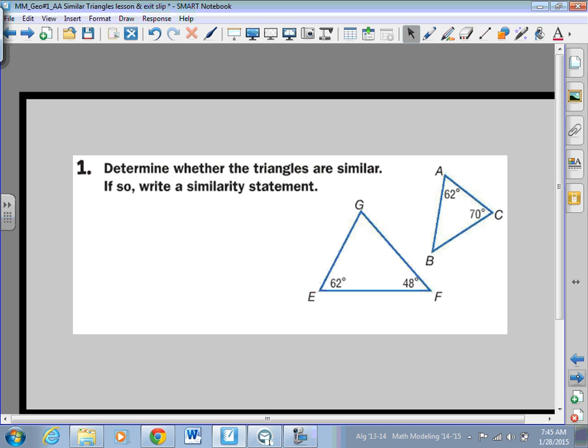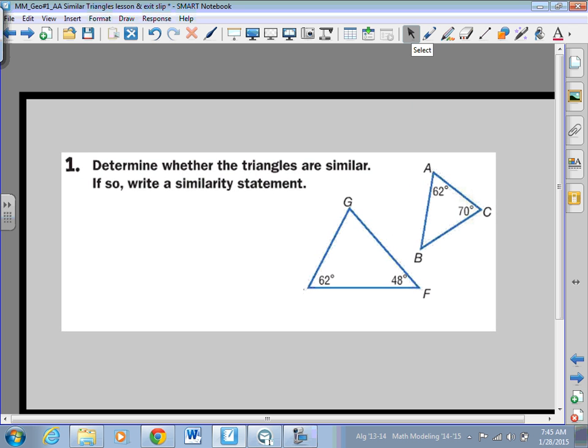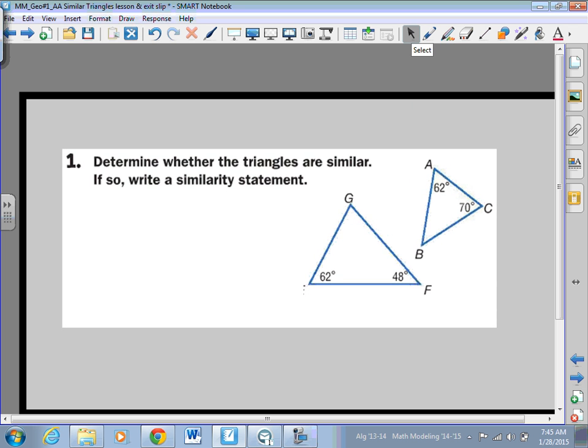All right, we are going to determine whether these triangles are similar, and if so, then we need to write a similarity statement. So if we take a look here, can you point out any similar angles? Angle E is 62 degrees, and angle A is 62 degrees.